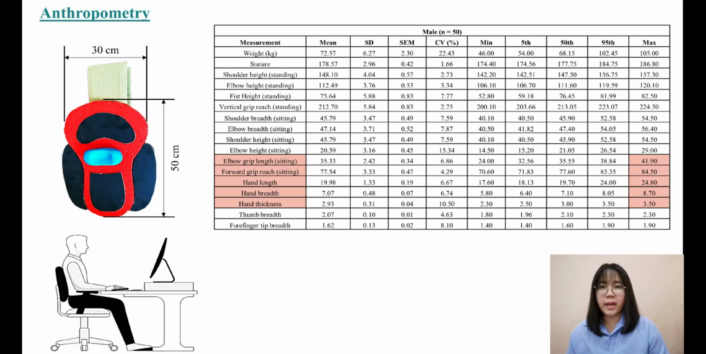Since males generally have larger body part measurements compared to females, the anthropometric data used in this project will be mainly focusing on the Malaysian male's hand measurement. During the 3D CAD design stage, the measurements of the elbow grip length and forward grip reach in sitting position, hand length, hand breadth, and hand thickness were used as reference. By considering obese users, the maximum readings were taken into consideration instead of the other readings. Thus, this gives a final dimension of 50 cm in length and 30 cm in width for the size of the armrest.